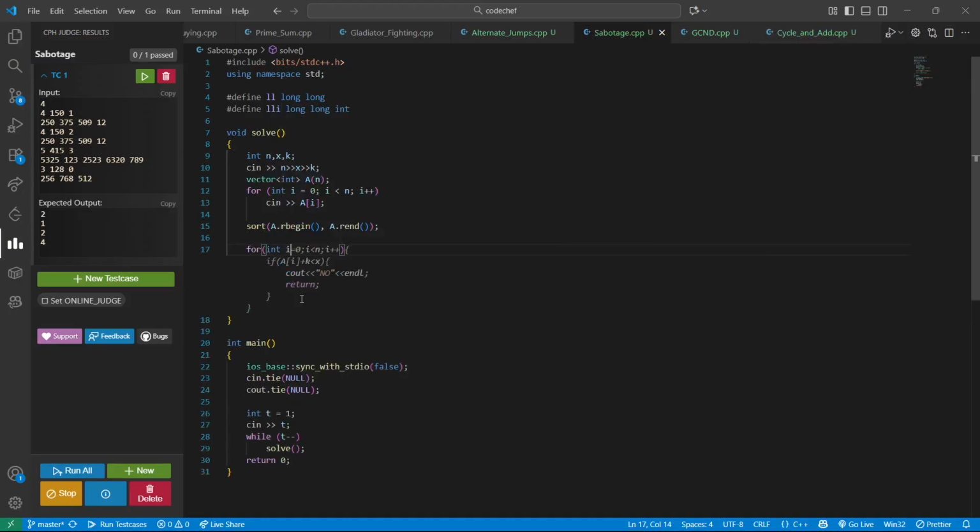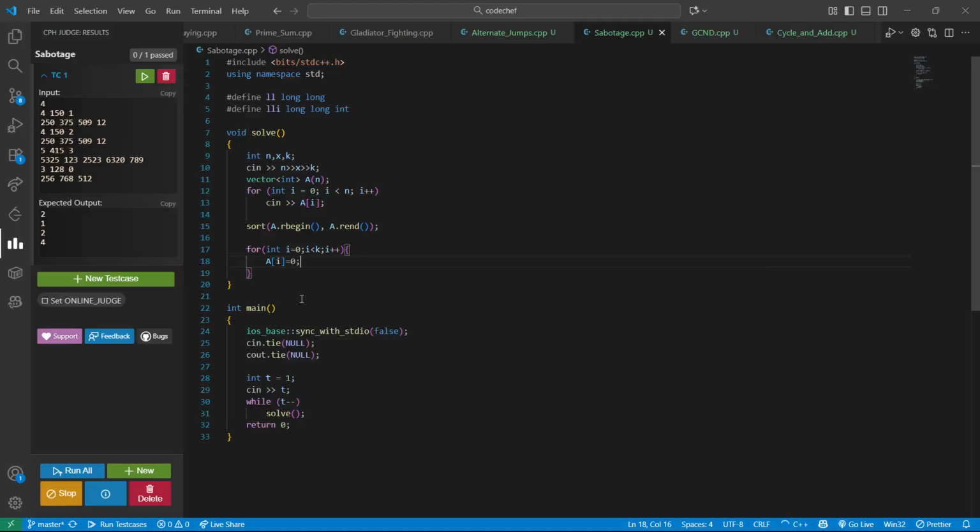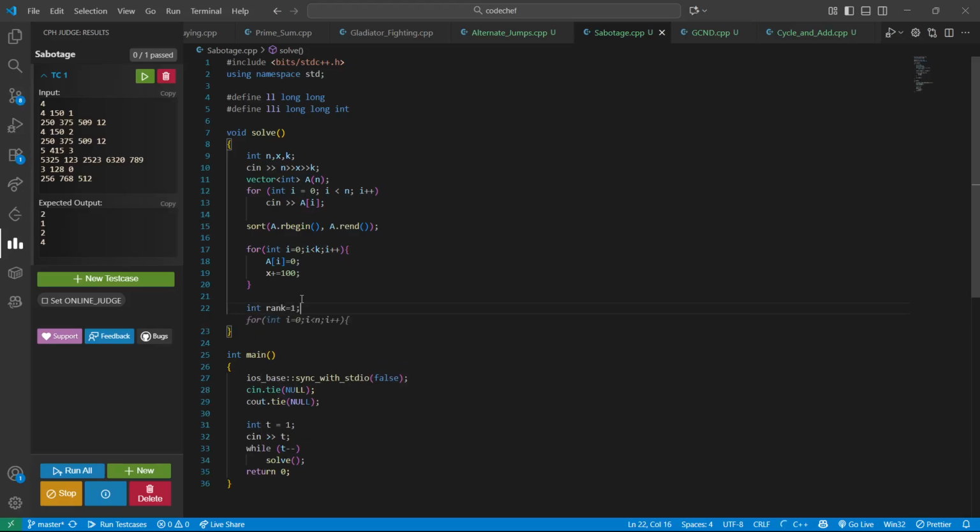Like we'll be choosing i from 0 to i less than k. So at most k operations we are allowed, so we are doing this. So what we are doing in this operation, we are making this a of i to be 0, and then we are increasing the score of chef by 100. Once we have done this, now take rank to be initially 1. Why 1? Because in the next for loop we will be checking how many people are having score greater than x. So in that case the answer is those people plus 1. So that's why I'm starting with rank 1.